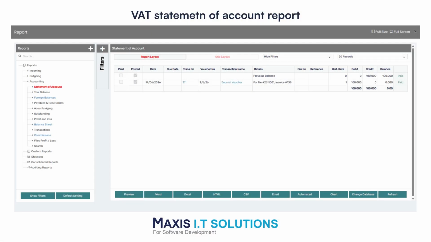Credit nature balances may appear with a minus sign, depending on the report layout. This does not mean the balance is wrong. It means that the account has a credit balance.